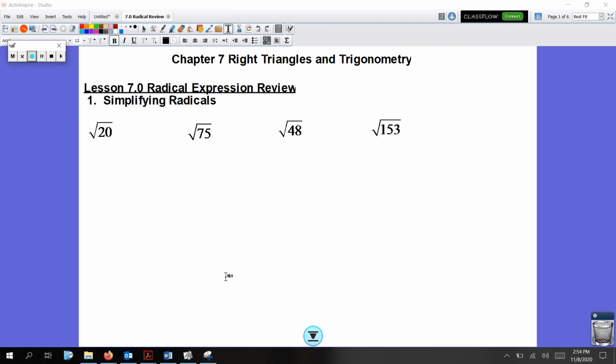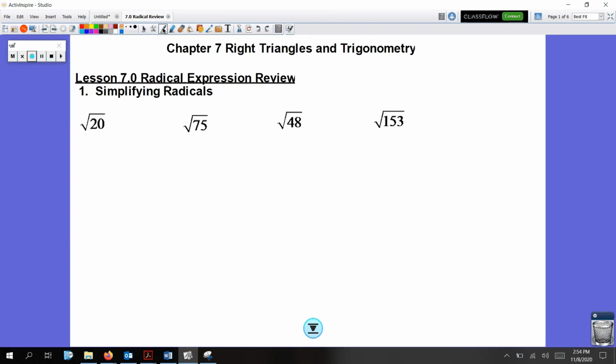Remember, we can break down a radical into a perfect square and what's left over, right? So, square root of 20 breaks down to the square root of 4 times the square root of 5. And the square root of 4 is 2, so the answer is 2 root 5. That is simplified in radical form.